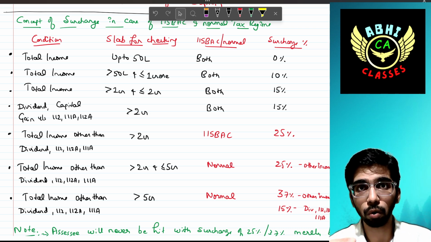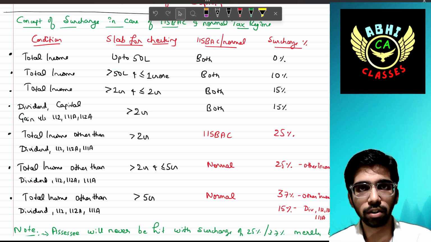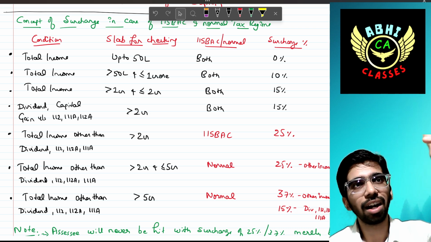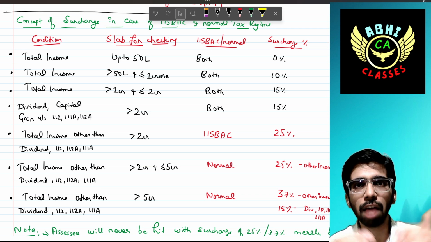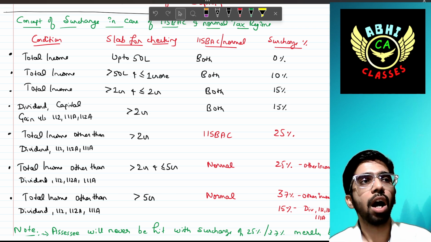First, you need to compute whether he is opting for 115BAC or the normal, that is the old tax regime, and accordingly you need to compute the tax, the rate that we have discussed some time before, right? Slab wise you need to compute the tax amount. 60 lakh, I will say simply.